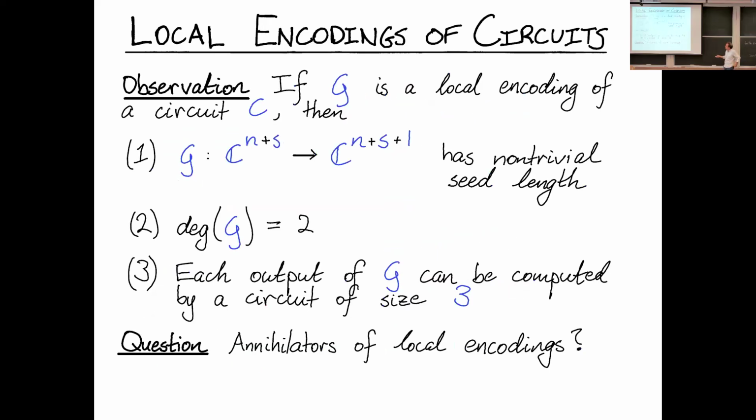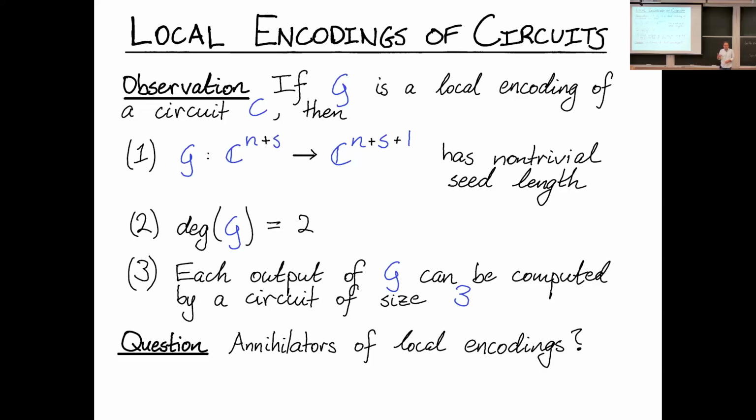And it's sort of clear that if you're using one of these local encodings of a circuit, you're going to get some non-trivial seed length here. You'll get 1 bit of stretch in your generator. All the polynomials we saw on the previous slide, they're degree 2. So they're very simple. In fact, every output can also be computed by a formula of size 3. So all of these polynomials, they're very simple. You're getting some non-trivial stretch.